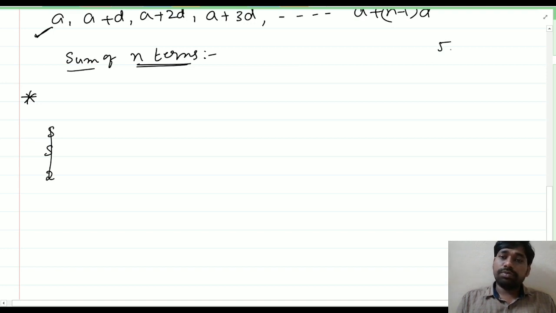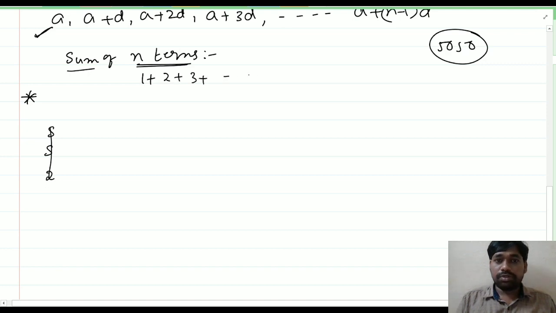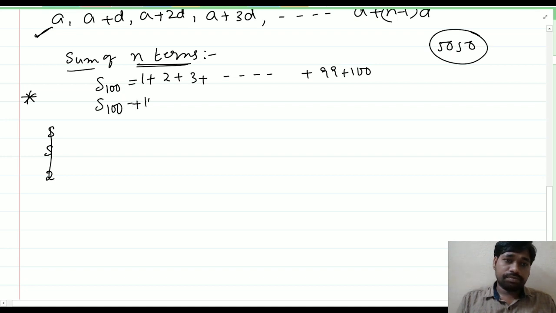Simply he said 5050. So how did he get it? There is a small trick. If you want to add 1 plus 2 plus 3 and so on up to 99 plus 100, that is the sum of 100 terms. Then he reversed that sequence of numbers and added it again: 100 plus 99 plus 98 and so on, down to 2 plus 1.